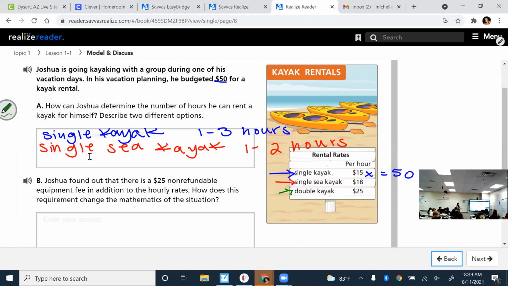Over here, the double kayak, what's the maximum amount of hours he can rent it for? 2. So he could rent it for 1 to 2 hours again. So which one would you say is the best buy? All right, the first one. And that seems to work because it says for himself. It doesn't say he needs another person in there. So the single one works just fine.